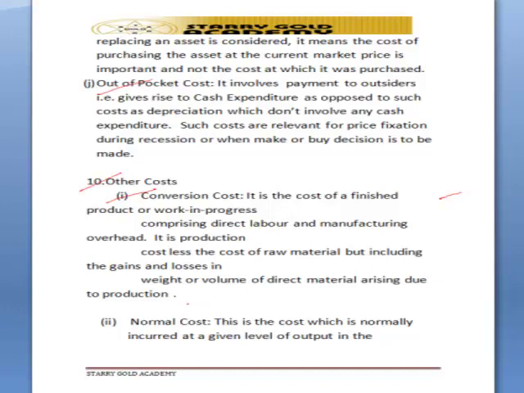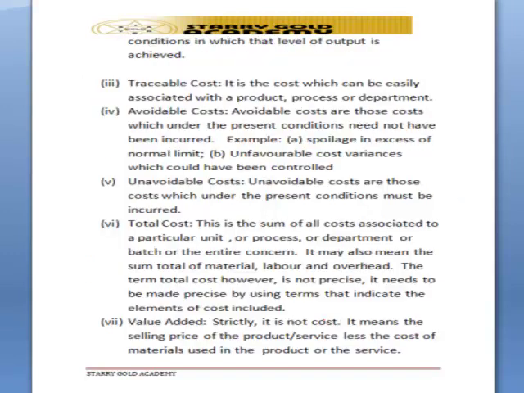Another form of cost is what we call normal cost. This is a cost normally incurred at a given level of output, in the condition in which that level of output is achieved. Then we also have traceable cost. It is the cost which can be easily associated with the product. Remember cost classification based on association with the product or department; we call it traceable cost.